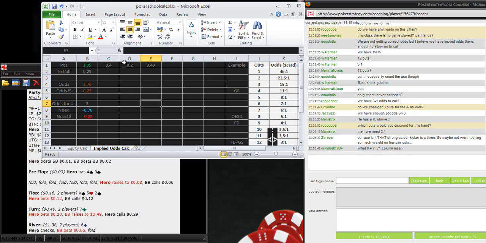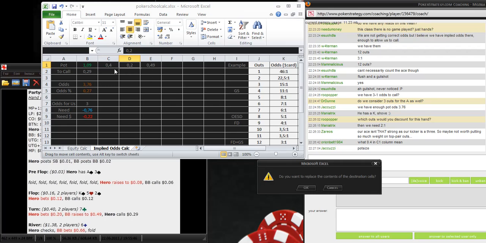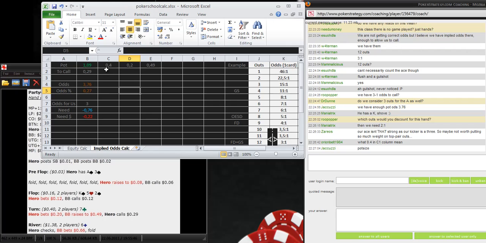0.4. This means actually it's a pot size. As you see, turn pot size is 40 cents. And with this row, you see how much is already in the pot, and it's calculated by adding the total pot, adding the hero bet, and adding the BB raise.